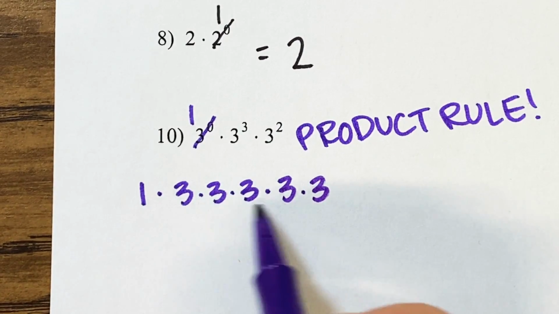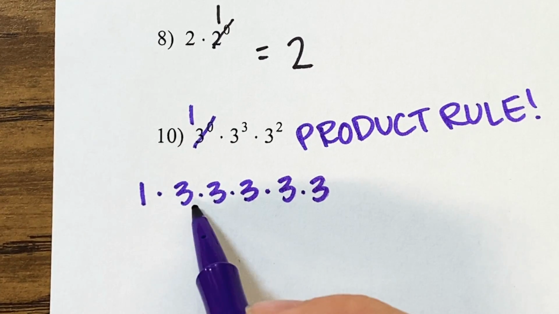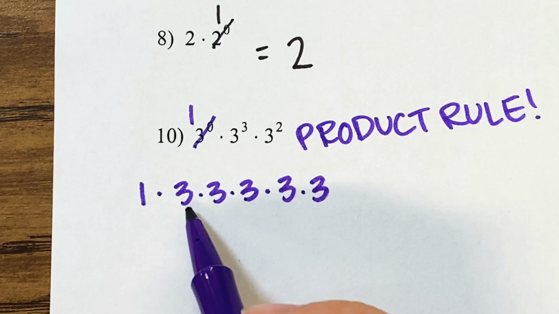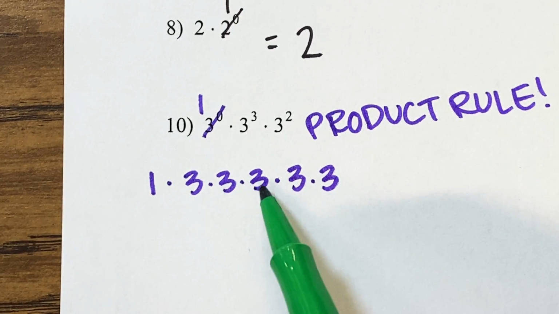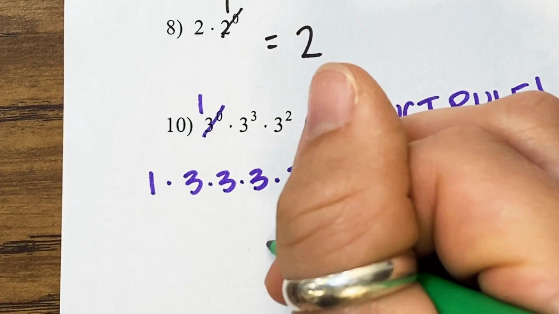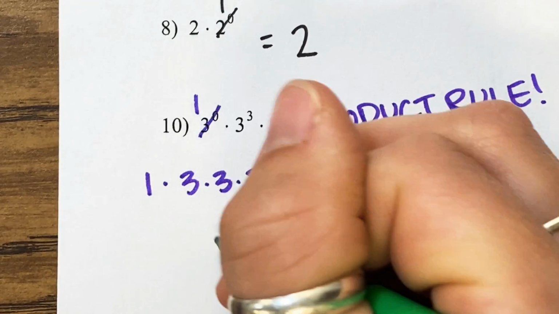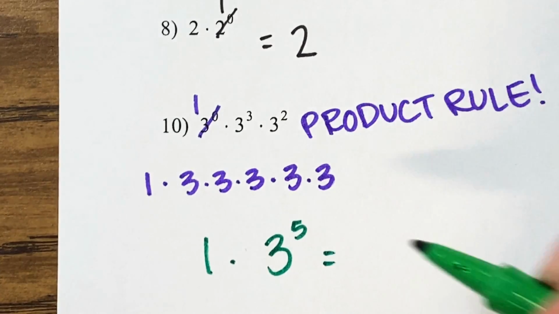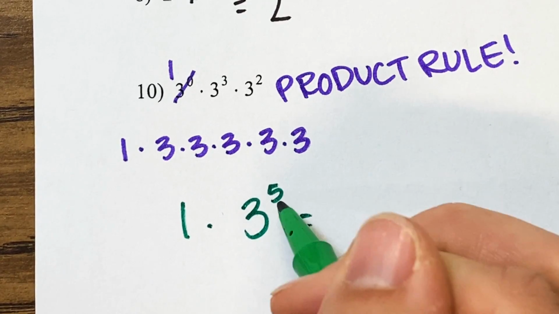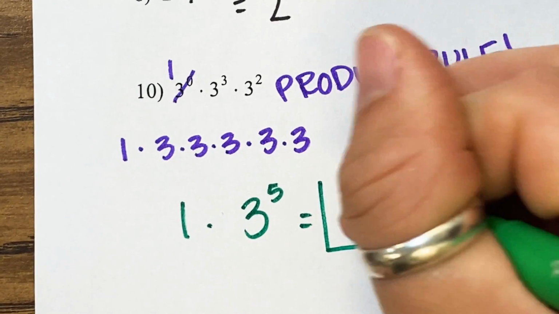Okay, the 1 doesn't change those. It's just going to be whatever. So let's find out how many 3's. 3 is going to be to the power of what? 1, 2, 3, 4, 5. So we have 3 to the power of 5. Bring down the 1. 1 times anything is just itself. So 1 times 3 to the 5th is 3 to the 5th.